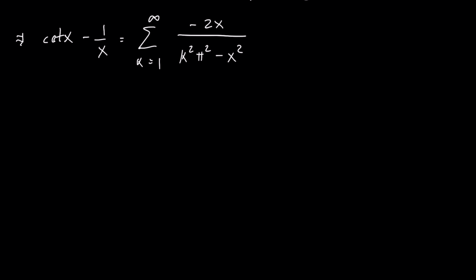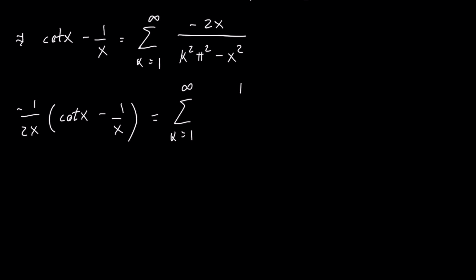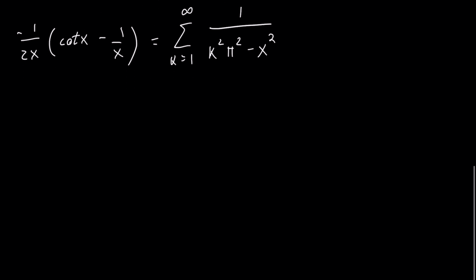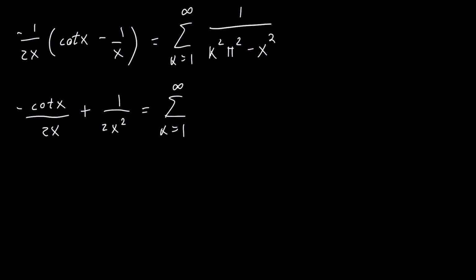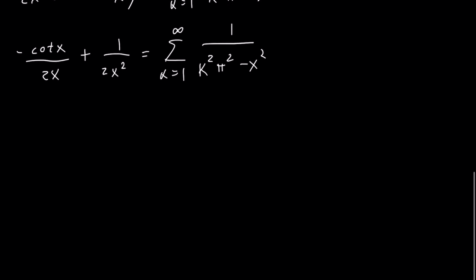And multiplying both sides by a factor of minus 1 over 2x, we have a minus 1 over 2x times cotangent x minus 1 over x equals the sum from 1 to infinity of 1 over k squared pi squared minus x squared. And distributing that negative, we have a minus cotangent x over 2x plus 1 over 2x squared equals the sum from 1 to infinity of 1 over k squared pi squared minus x squared.